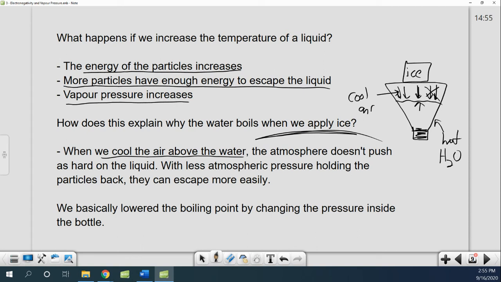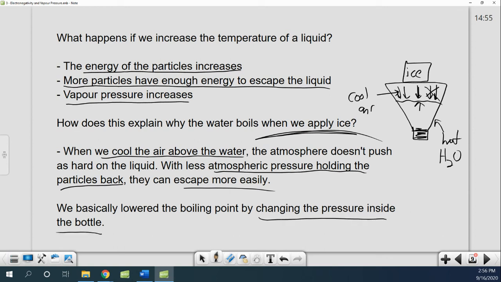So you haven't changed the vapor pressure of the liquid, but you have changed the atmospheric pressure in the bottle. When you reduce atmospheric pressure, well, then there's less pressure holding the particles back. They can start to escape more easily. So what you've basically done is lowered the boiling point of water by changing the pressure inside the bottle.